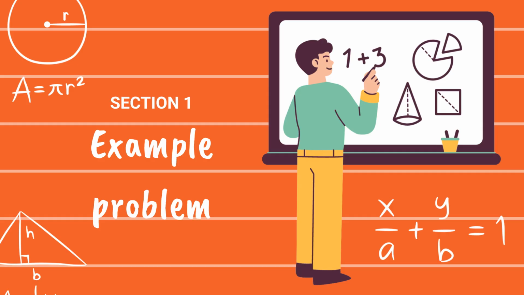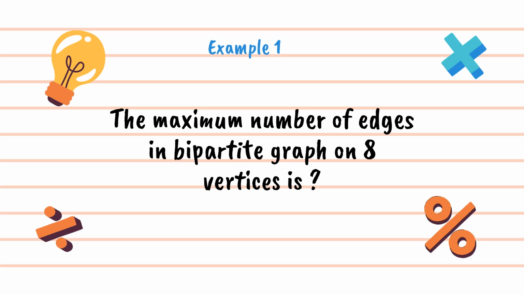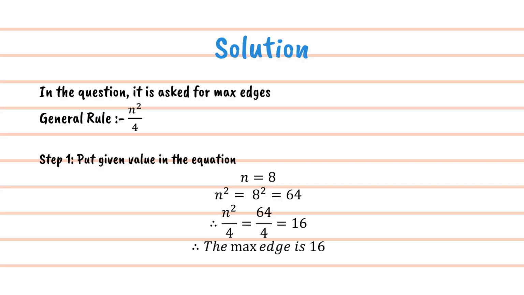Now let's practice with some example problems in section 1. Example 1 asks for the maximum number of edges in a bipartite graph on 8 vertices. The solution involves partitioning the 8 vertices into 2 sets as equally as possible, 4 and 4, and multiplying the set sizes to find the maximum number of edges, which is 16.